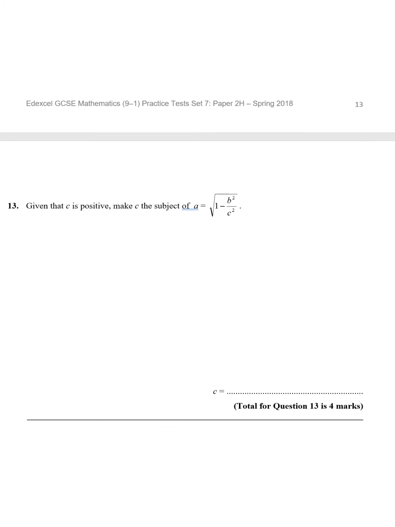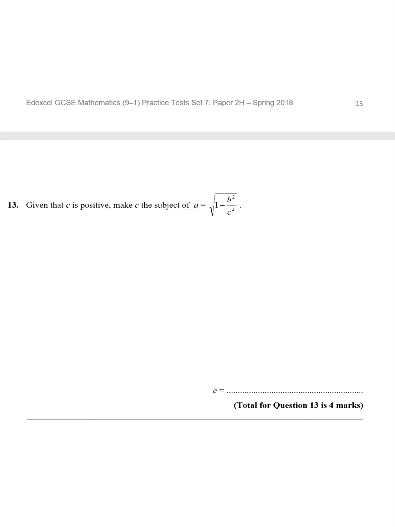Number 13, bit of rearranging by the looks of it. Given that c is positive, make c the subject of, right, so we need to rearrange this. Well, let's get rid of the square root to start with. So square it. Now I'm going to add this to both sides and take away the a squared. So I know b squared equals c squared times 1 minus a squared.